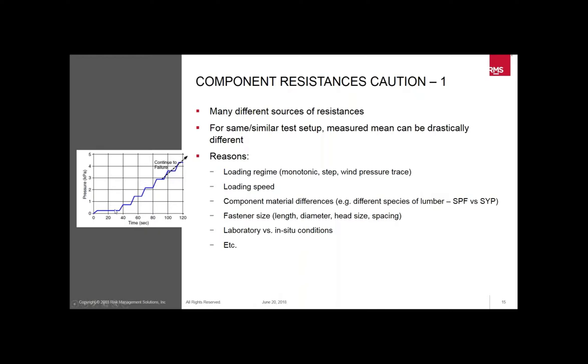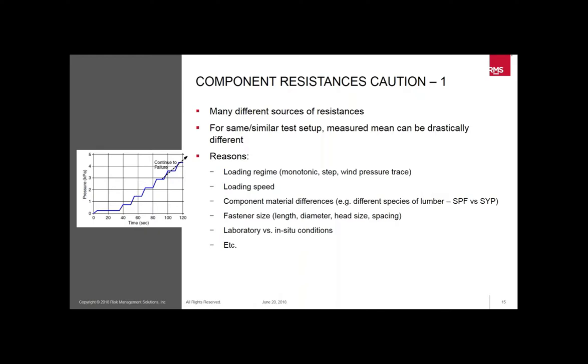This plot here on the left is one of the test loading regimes that we used when I was in grad school. Some use more of a real-time wind pressure trace, in order to try to simulate a more realistic wind load. So those can cause differences in what the mean distributions are.